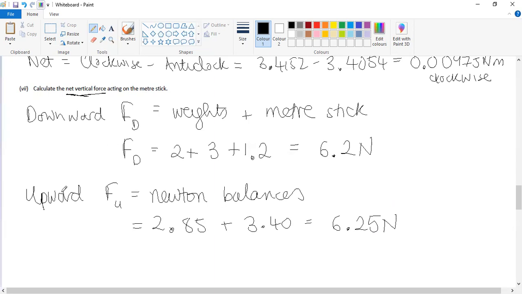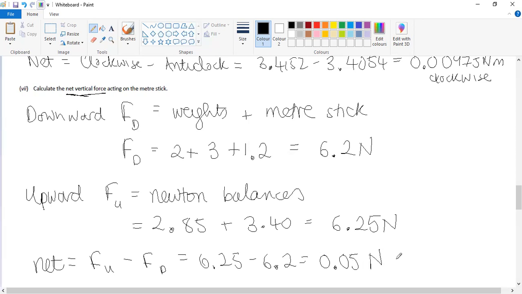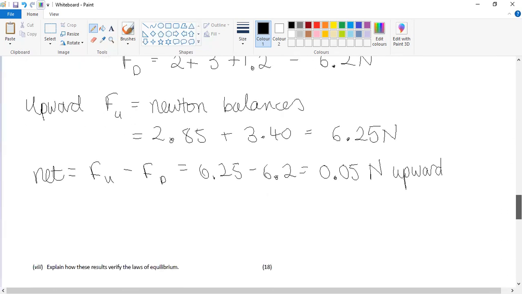And our net is going to be the ups minus the downs, or whichever way you want to do it. If you did it the other way and you get a minus answer, that negative is really only telling you which direction it's going in. So I went up minus down, and I got 6.25 minus 6.2, giving us 0.05 newtons, which is pretty small, newtons upward. That's it. That's your answer. You aren't doing any more with it just yet.